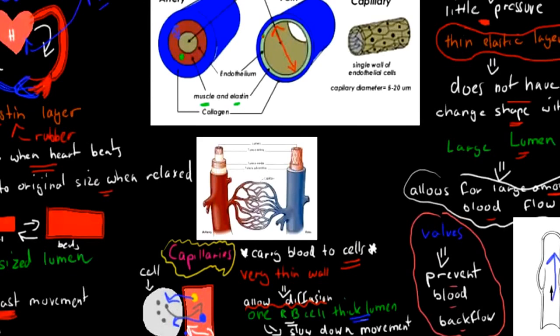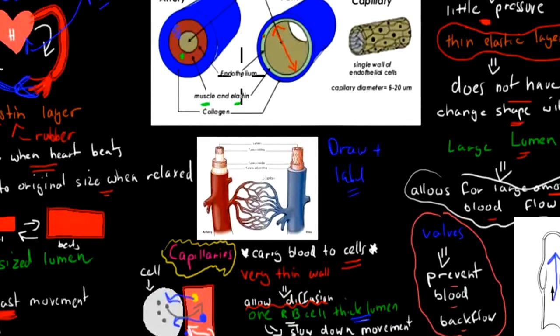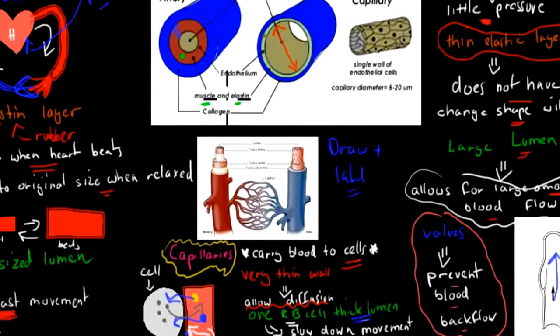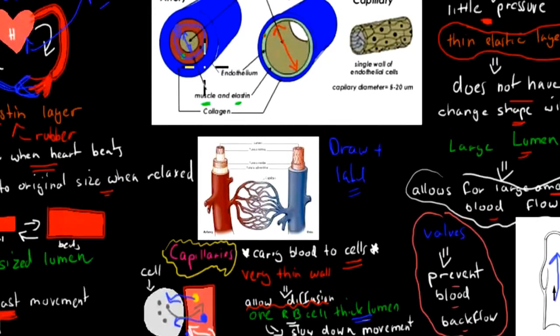And also for the dot point, make sure you know how to draw and label these basic things. So for example, know where the thick muscular wall and elastin layer is, that's the outer part. Know where the lumen is, which is the middle part. And those are the main important parts. So be able to label them in an exam or draw the basic structure.